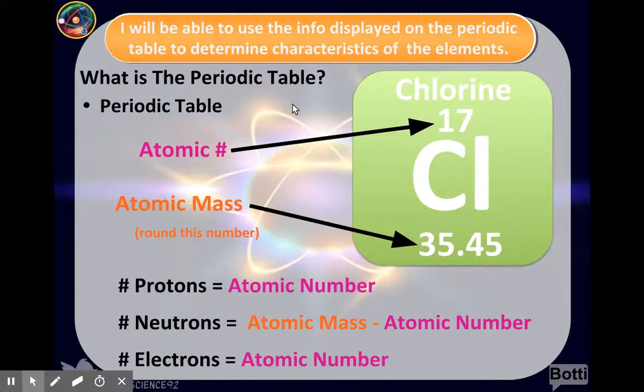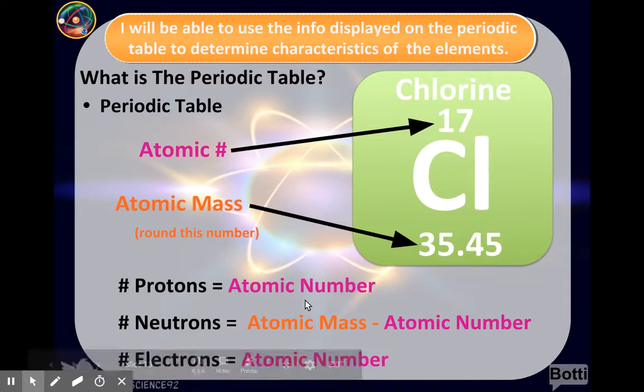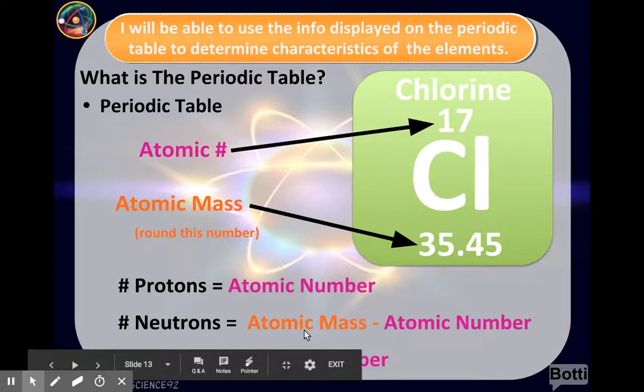Now, we talked about what these things mean, and now we're going to talk about how we can use the periodic table, or each block in the periodic table, to figure out the number of protons, neutrons, and electrons in each of our elements. So here we know that chlorine has an atomic number of 17, which means it has 17 protons. The atomic mass is the total number of protons plus neutrons.